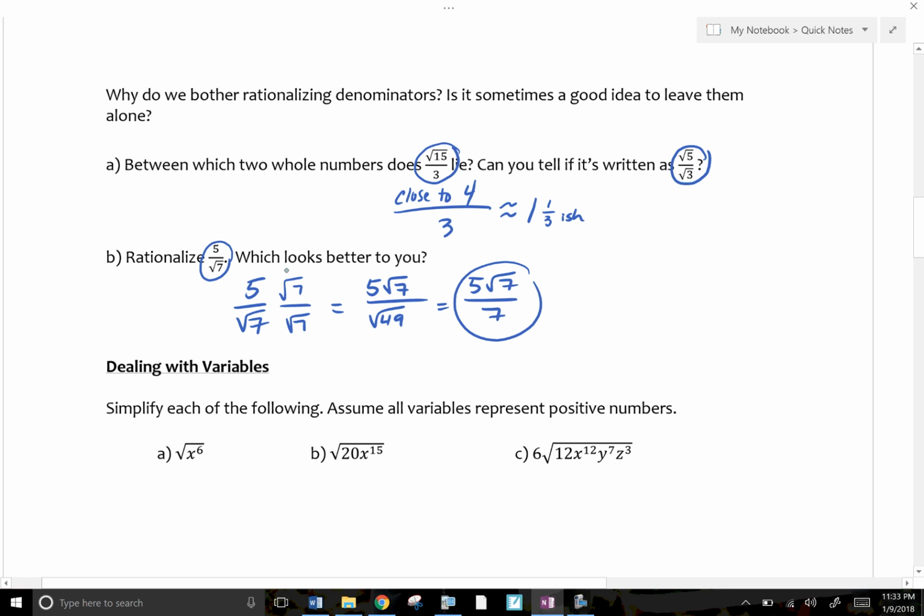And then my question was, which looks better to you? Well, honestly, I kind of think that first one looks better because I just have 1 5 and 1 7, and now I've got 2 7s and a 5, and that's just annoying. Now, again, the point is we are still supposed to do this, but I want you to understand that technically there's nothing wrong with the first one. It's just often easier to deal with when it's in rationalized form.